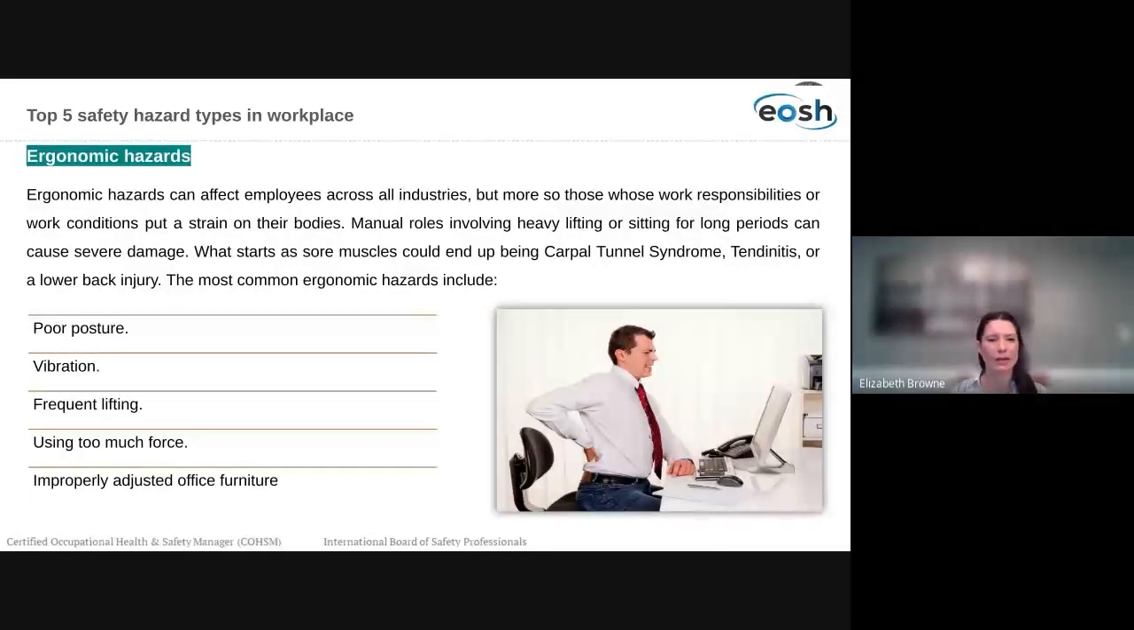And lastly, for our 5 safety hazard types, we have ergonomic hazards. Ergonomic hazards can affect employees across all industries, but more so those whose responsibilities and work conditions put a strain on their bodies. So workers that have to do a lot of manual material handling, like heavy lifting or sitting for long periods of time, can suffer severe damage.